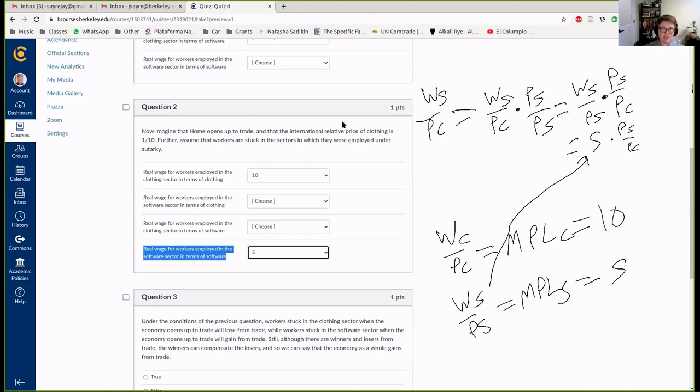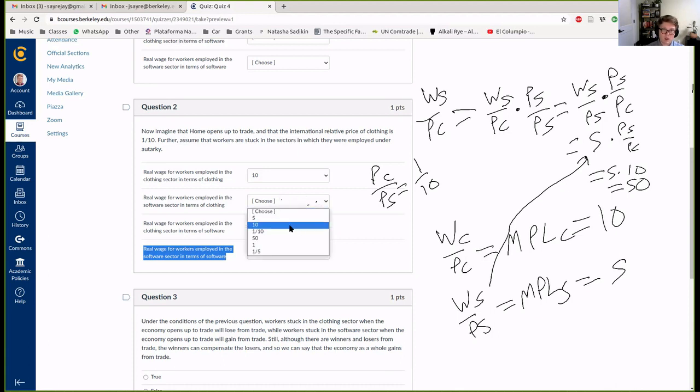But what I know is that the international relative price of clothing is 1 over 10. So what that tells me is that PC over PS is equal to 1 over 10. And so PS over PC is just the reciprocal. What that gives me is 5 times 10, and so that's going to be 50. And so the relative wage for workers in the software sector in terms of clothing is going to be 50.